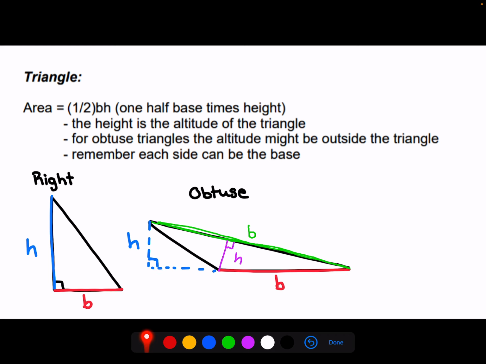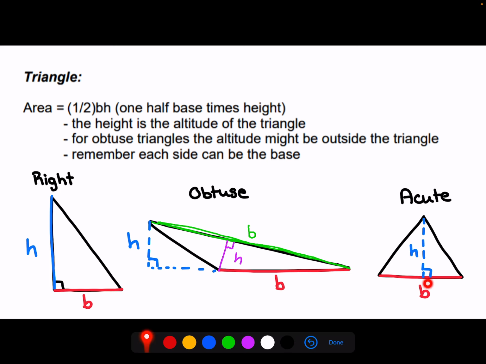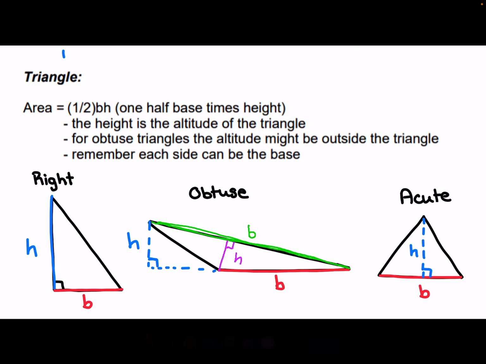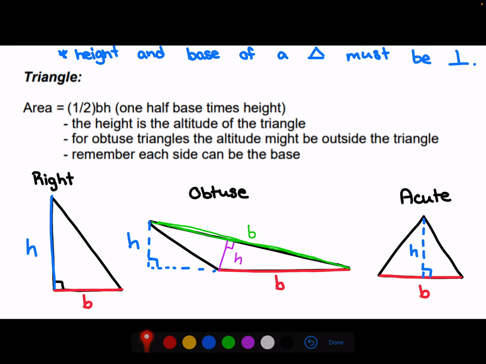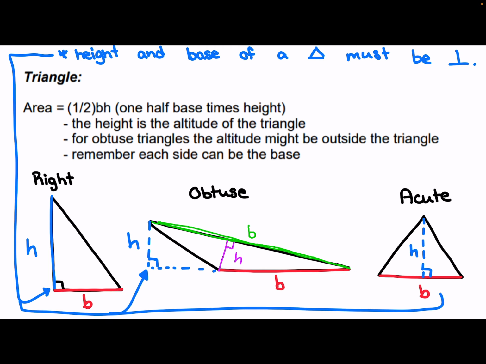That's the important part. The last triangle that we have, besides right and obtuse triangles, is of course an acute triangle. And with an acute triangle, the height will always be on the inside of the triangle. And again, we can see that it intersects the base at 90 degrees. So again, make sure that your height and your base are always perpendicular to each other, meaning they intersect at 90 degrees, as shown in each of these triangles.